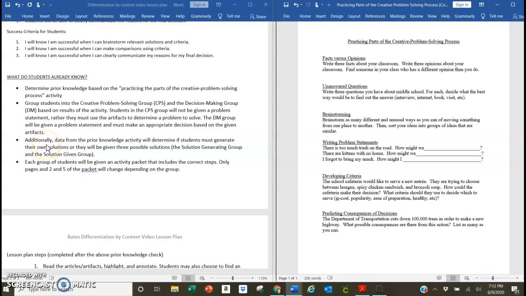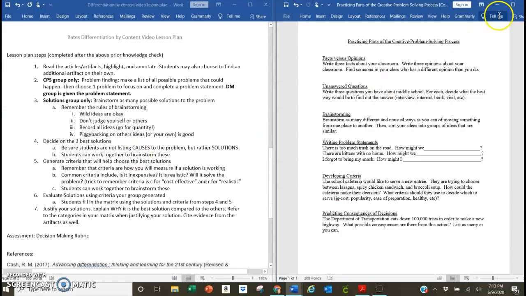Additionally, data from the prior knowledge activity will determine if they are going to be generating their own solutions or if they'll be given 3 possible solutions. So there's the solution generating group and the solution given group. It might sound complicated, but all that means is that pages 2 and 5 of the packet will be different depending on which group they're in. You might have a student in the CPS group who is given the solutions, or a student in the decision-making group who generates their own solutions. It depends on where their particular strengths lie.